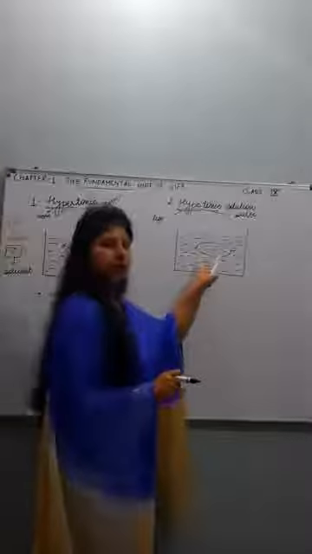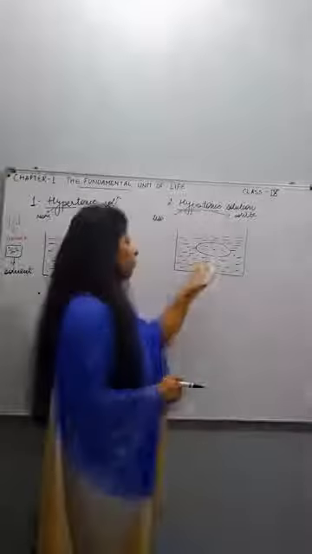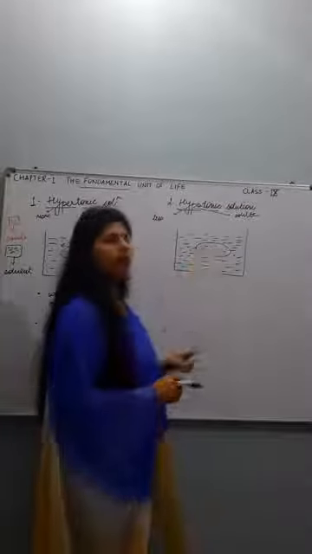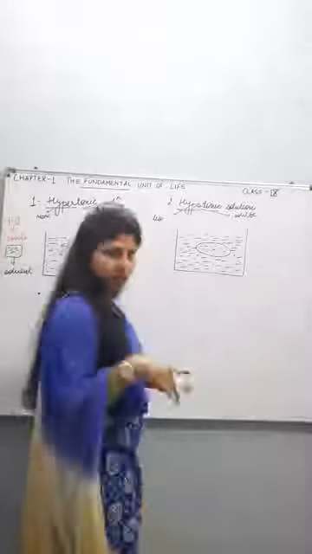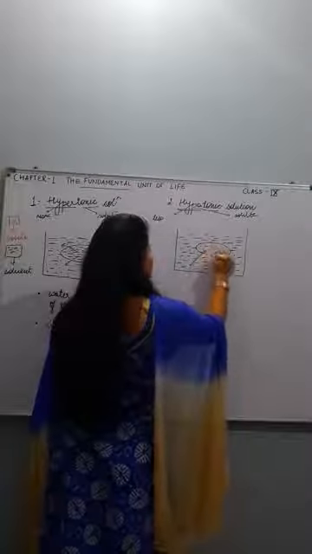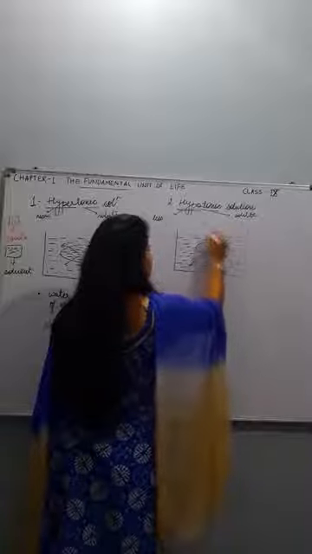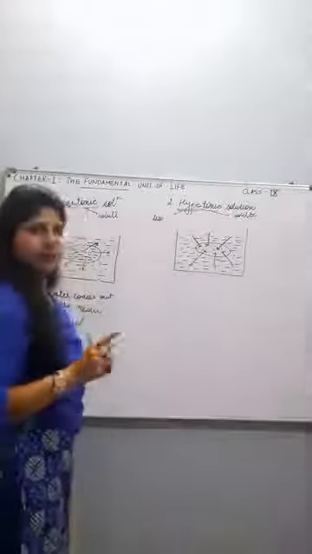The SPM here will be the plasma membrane of the resin. Water will move from its higher concentration to lower concentration. High concentration is inside the beaker and low concentration is inside the cell, the resin. So water will come inside the resin.